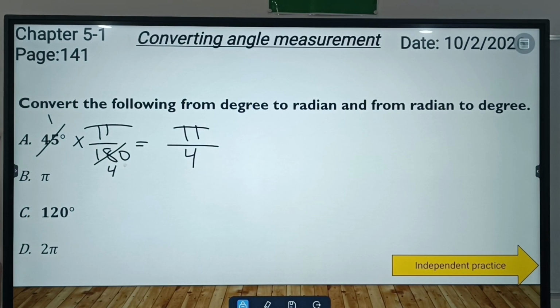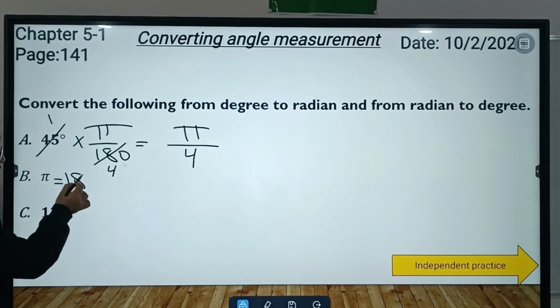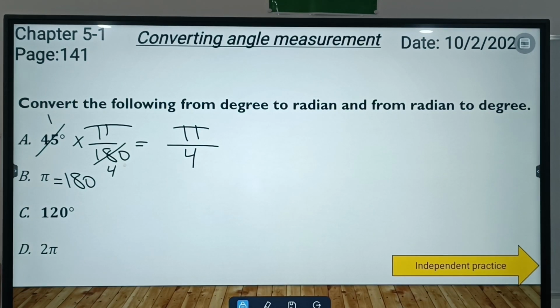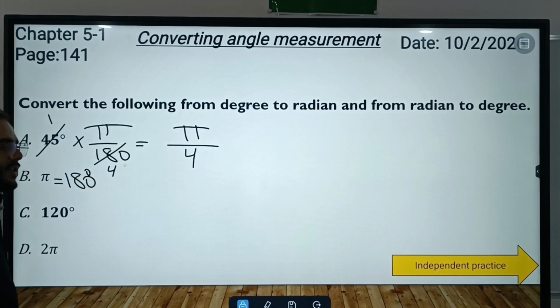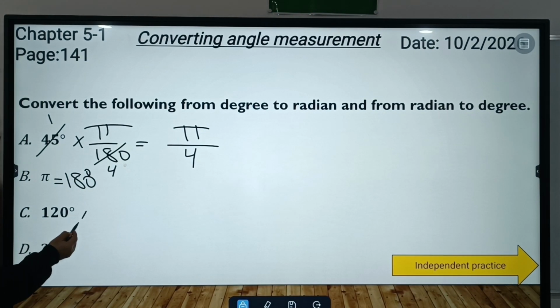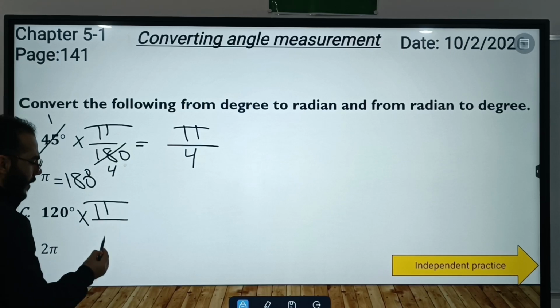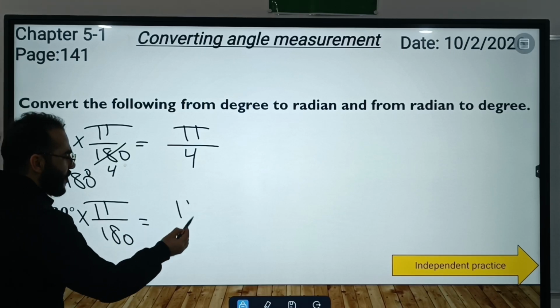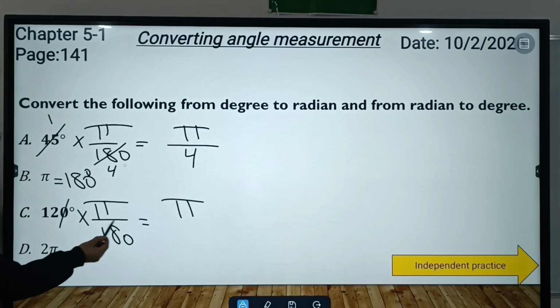The next one is pi. So pi, clearly it's equal to 180. That's it. It's famous. We already said that. Pi equals 180 degrees. Next, 120 degrees multiplied by pi over 180. We said pi will stay. 0 goes with 0.